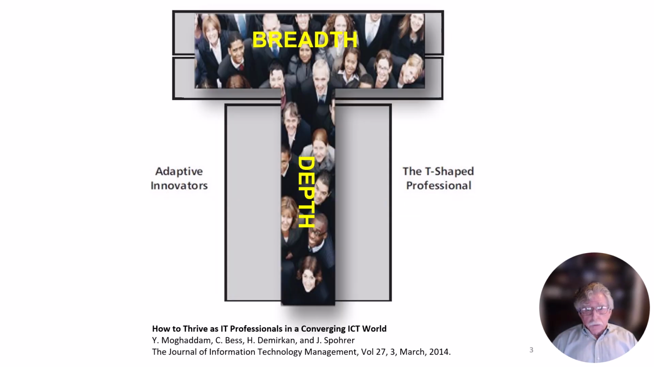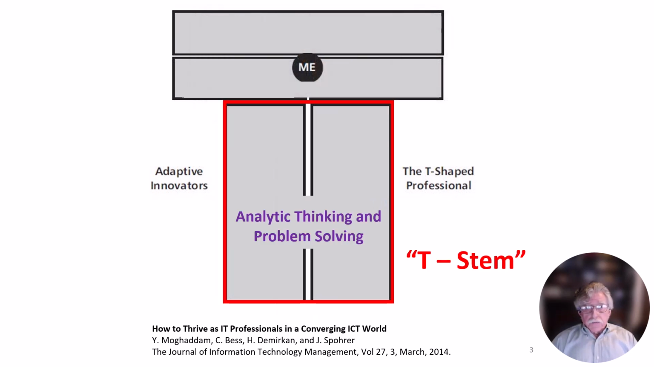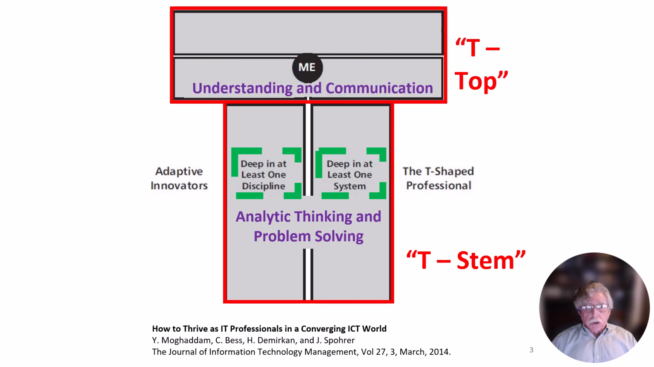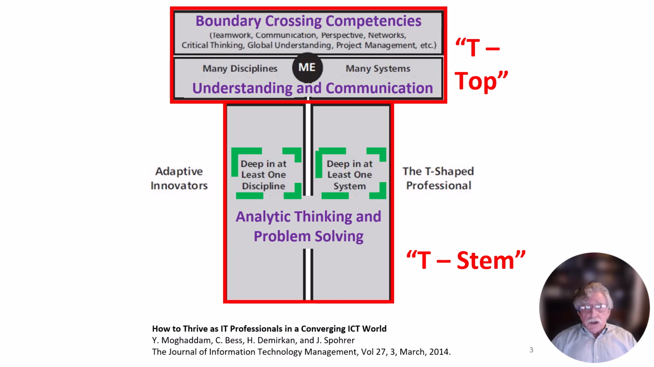The T-shaped model reflects professionals who combine deep expertise with the ability to collaborate broadly. The vertical bar, the T-stem, reflects the level of mastery of at least one core discipline or system. The horizontal bar, the T-top, represents the extent of boundary crossing competencies and skills such as teamwork, communication, critical thinking, global understanding, and project management, and represents experience across disciplines and/or systems.